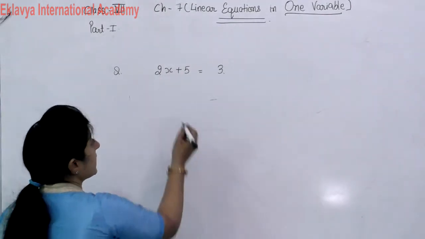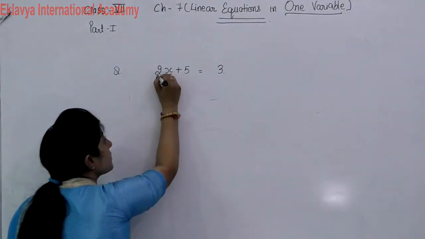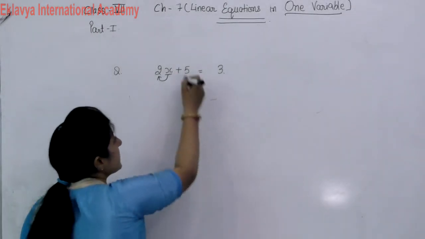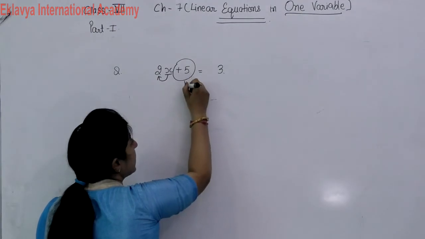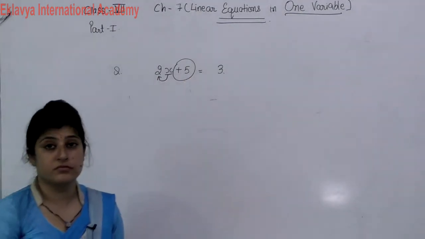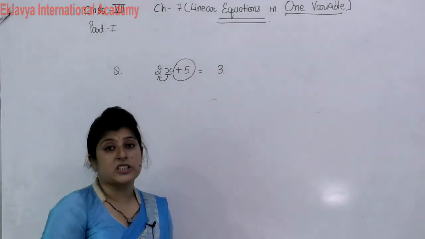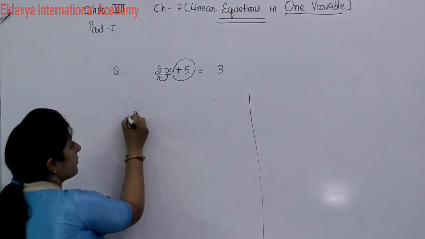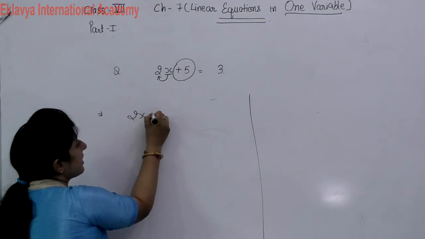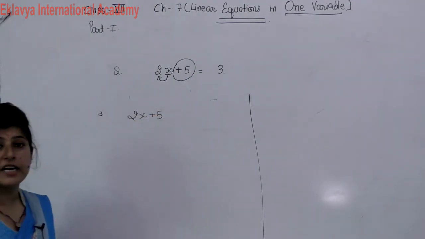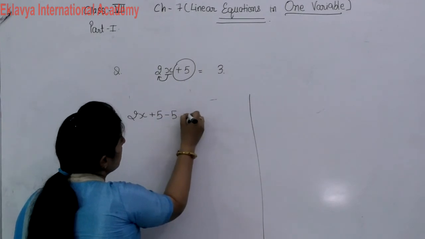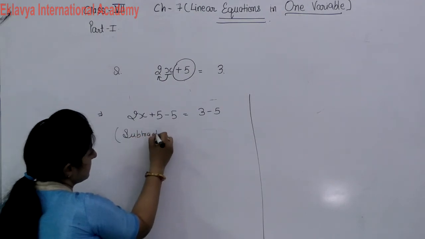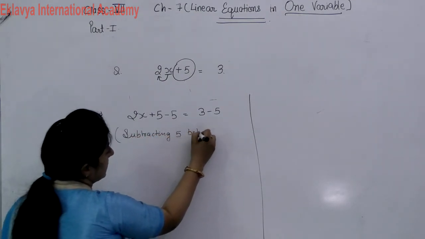Now see, if you look properly, with this variable, this 2 is in multiplication, which means somehow we will perform division, and this +5 is in addition, so somehow we will perform subtraction. I am solving it by both methods, starting with the simple method. To remove this +5, what will we do? Do minus 5 on both sides, that is, subtract 5 from both sides.